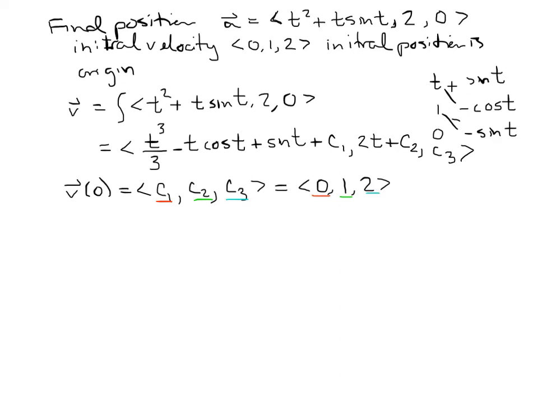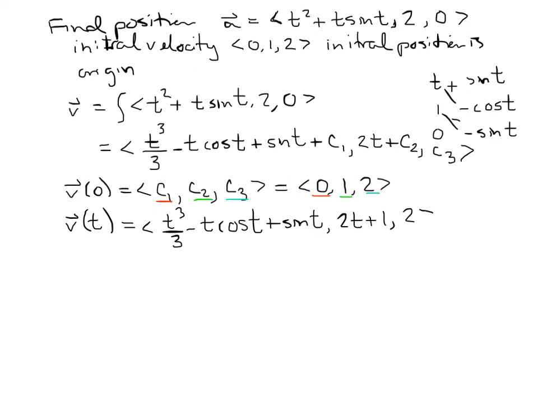I'm going to rewrite that velocity vector. So now we've got the velocity at any time: t cubed over 3 minus t cosine t plus sine of t plus 0. Then 2t plus 1, because C2 is 1, and C3 is 2. All right, so there's my velocity.